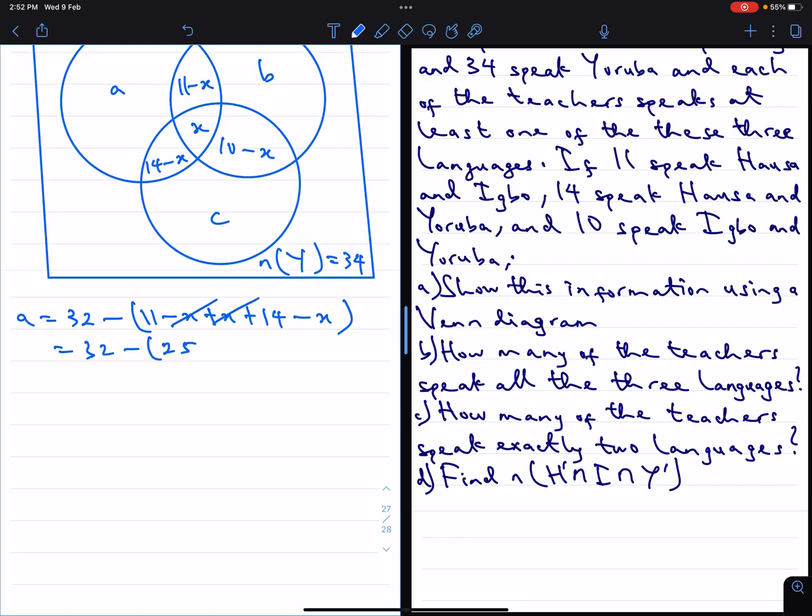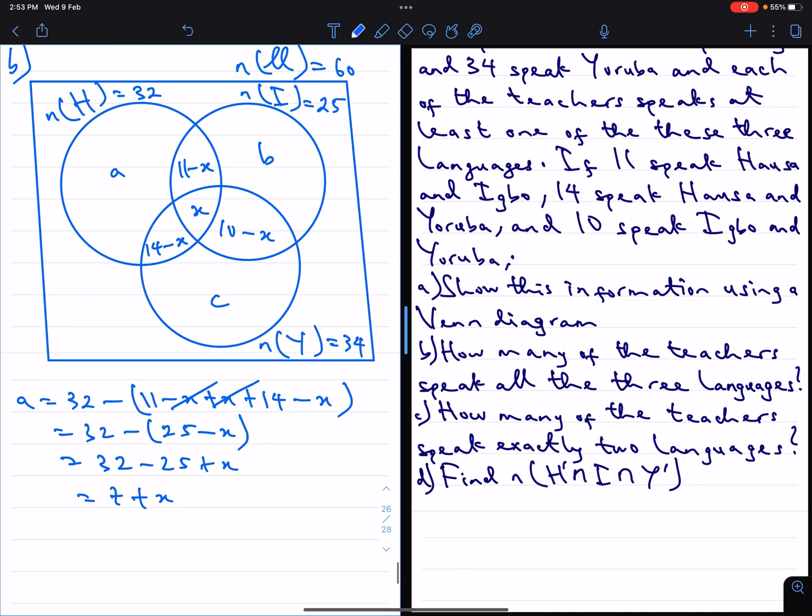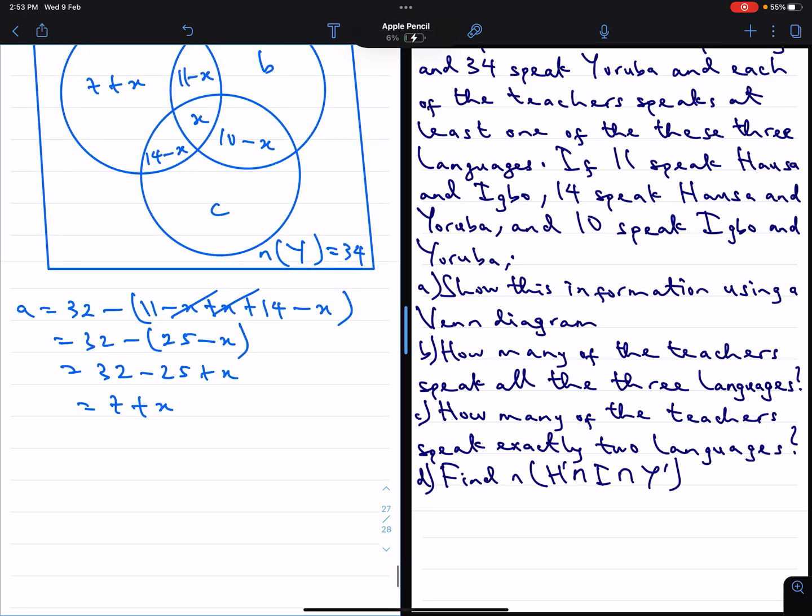Yeah, 32 minus open bracket 25 minus x, and that's the same as 32 minus 25 plus x, which is 7 plus x, or if you like, x plus 7. So the number of teachers who speak only Hausa is 7 plus x. Now let's find B.